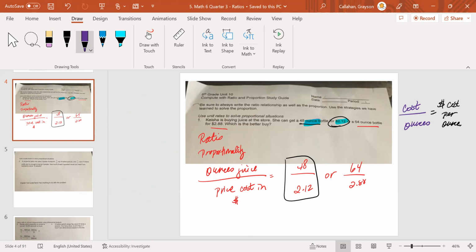So then what I'm going to do is put $2.12 over 48. So essentially, how much money is the cost for 1 ounce? So then I'm going to move 2 steps over to the right. So 2 steps to the right. So you're essentially dividing 212 by 4,800.